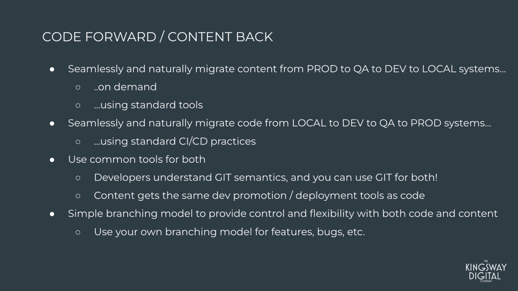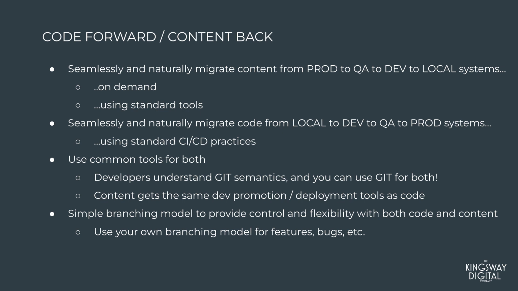Both of these jobs are done using common tools. Developers or DevOps engineers doing this work understand the Git semantics and semantics of a Git repository. And so we lean into using Git for both of these things. So that means that when we're moving content back from production into dev, or when we're moving code from dev into production, we're using the same tools to do that and applying the same rules and processes that we use for the one as for the other as well.